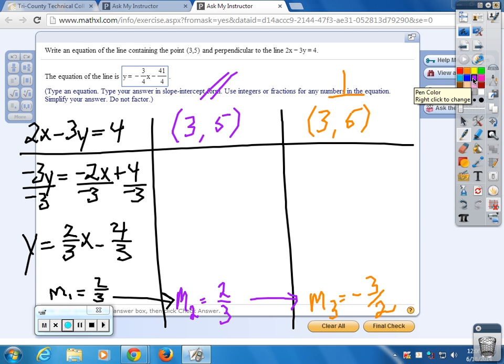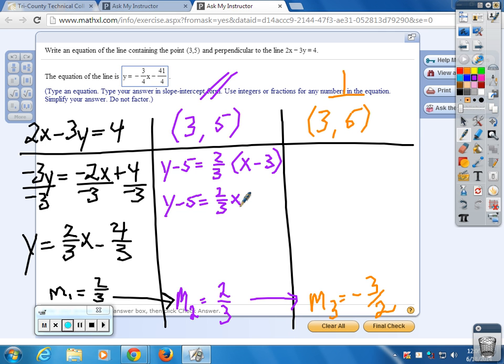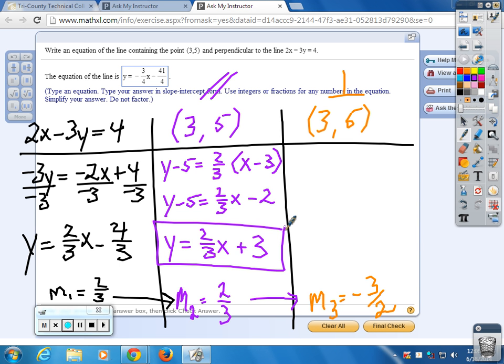So y minus 5 is equal to 2/3 times x minus 3. y minus 5 is equal to 2/3 x. What's 2/3 times negative 3? Negative 2, that's right, class. y is equal to 2/3 x. What's negative 2 plus 5? 3. And that's the parallel equation.